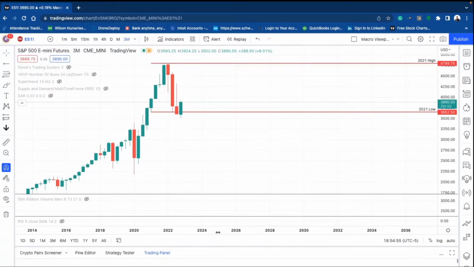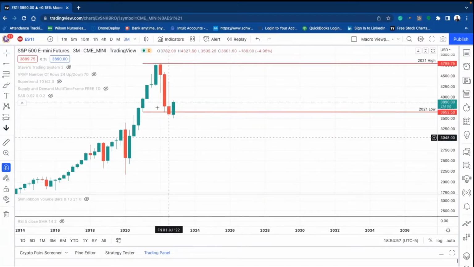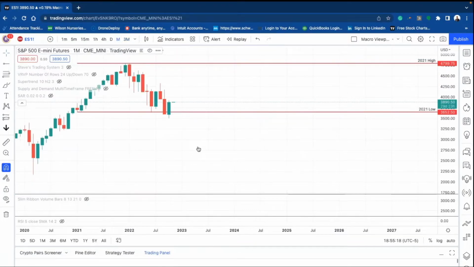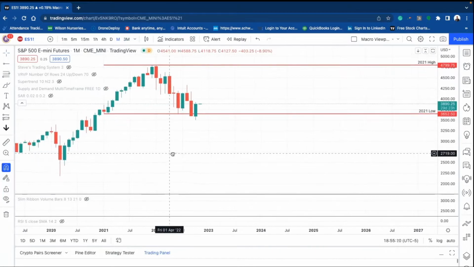Now on this chart, it does look like we did have a deviation below the 2021 low, but it was short-lived as the past quarter we saw an 8% up move from those lows. So it looks like this 2020 low is still a respected area. Nothing really much to look at here. So let's drop it down to the monthly. And yeah, still trading within this range.